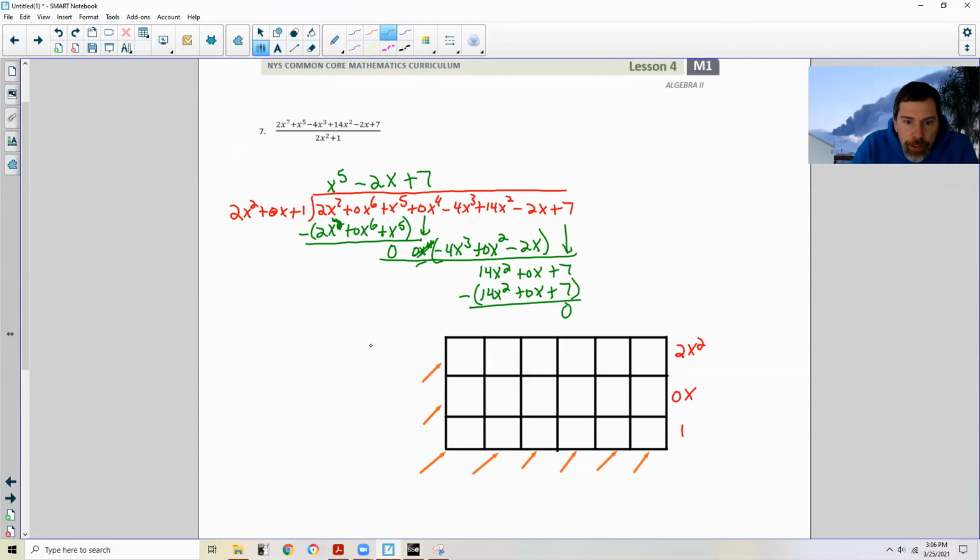All right, so I need 2x to the 7th. I need 0x to the 6th. An x to the 5th. A 0x to the 4th. A negative 4x cubed, a 14x squared, a minus 2x, and a 7. I know this is 7. I know this is 2x to the 7th. Those are our givens. That's what gets us started. So this has to be 7. 1 times 7 is 7.